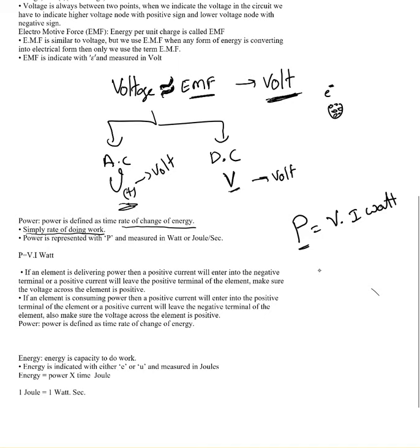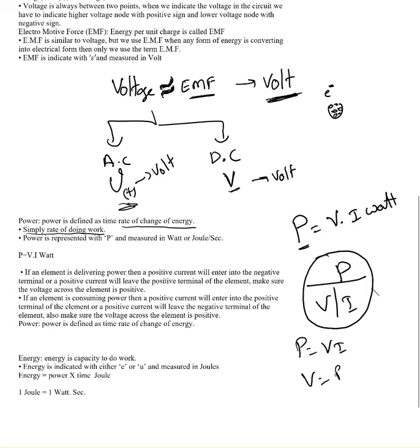The easiest way we use: take a circle with P, V and I. If you want P, just close P with your finger. What do you have? P equals V times I. If you want V, close V, V equals P over I. And if you want I, I equals P over V.